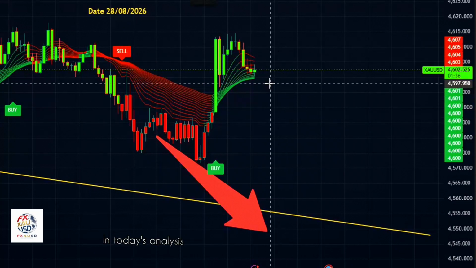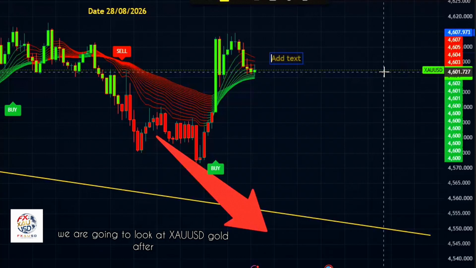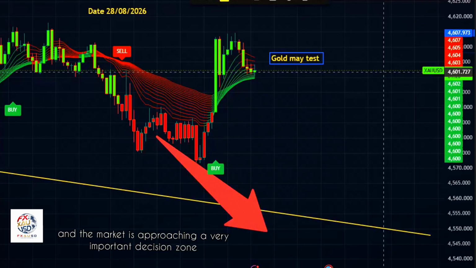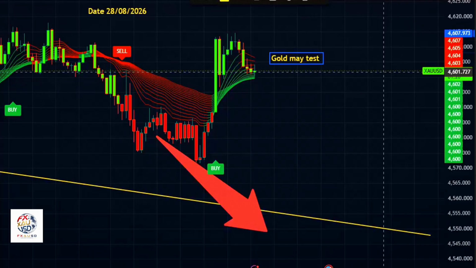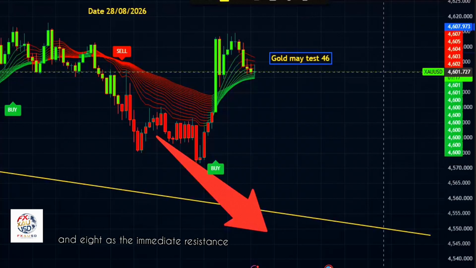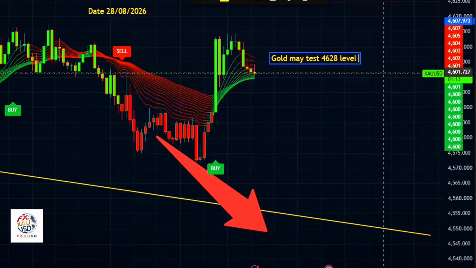In today's analysis, we are going to look at XAU/USD gold after the London session, using the 15-minute chart. At the moment, gold is trading around the 4,602 area, and the market is approaching a very important decision zone. The main levels we need to watch are 4,600 on the downside, 4,608 as the immediate resistance, and 4,618 as the major breakout level. So let's carefully understand what the chart is telling us before considering the next possible move.